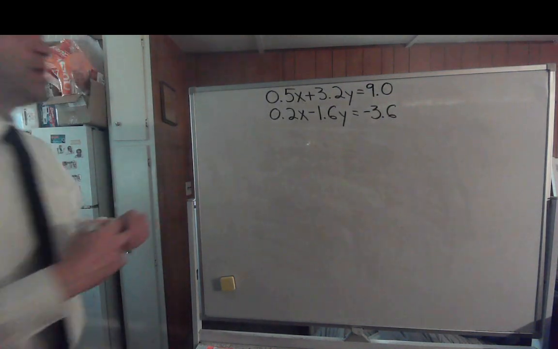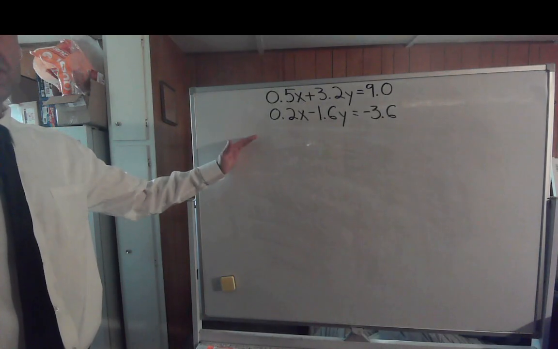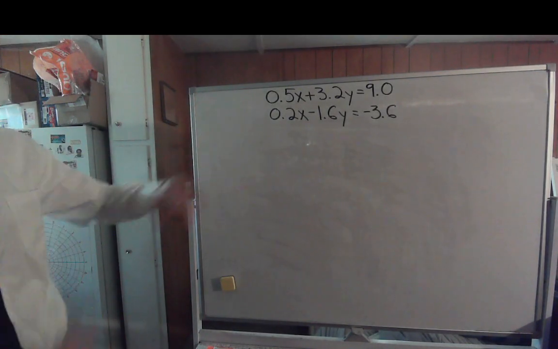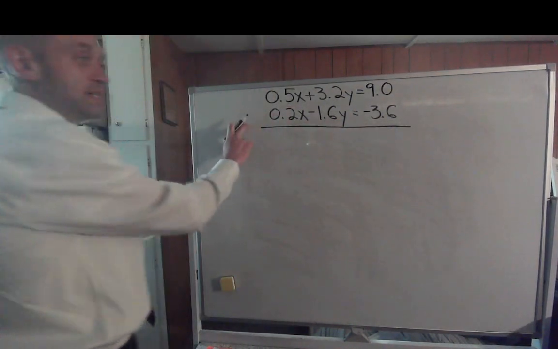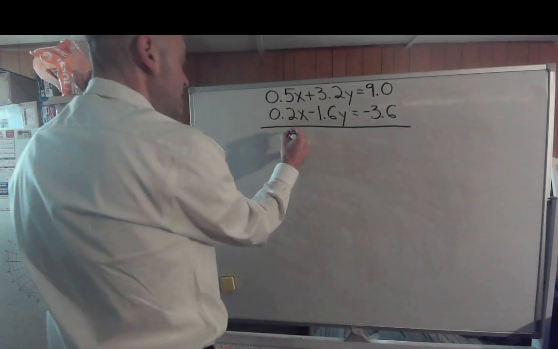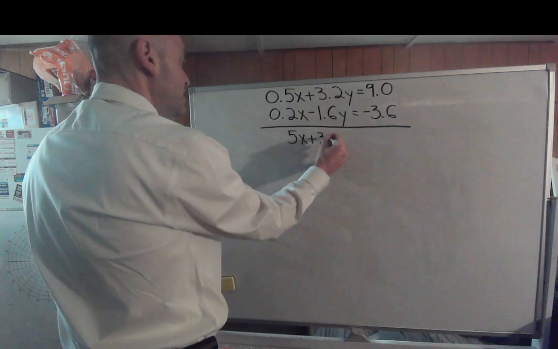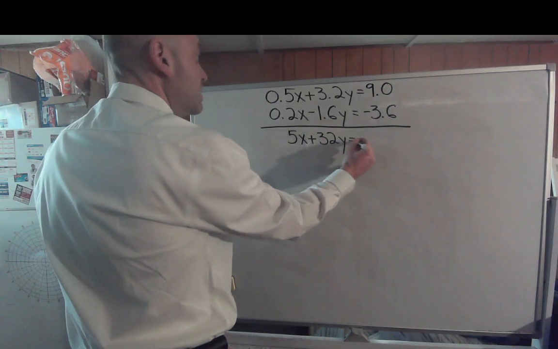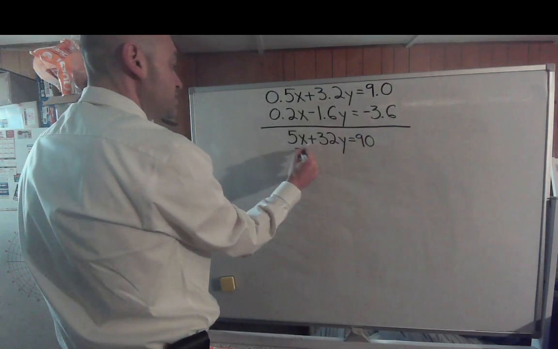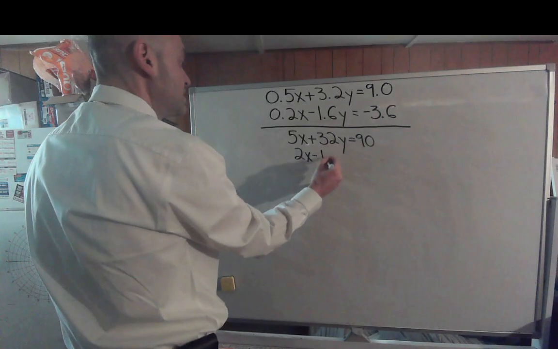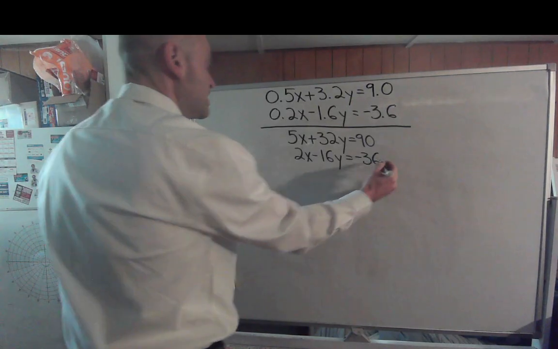Well, again, you have two more equations in the system that both have decimals. Our first goal should be to get rid of the decimals. Let's do that. There's only one decimal place in each, so we just got to multiply by 10. You would get 5x plus 32y equals 90. And then you would get 2x minus 16y equals negative 36.